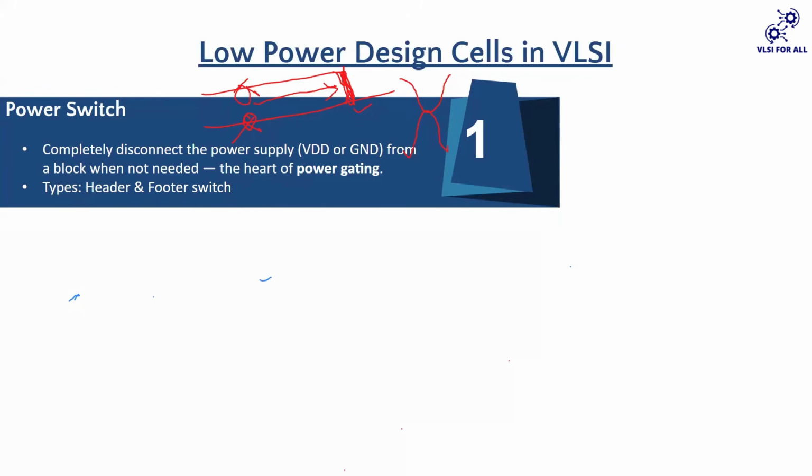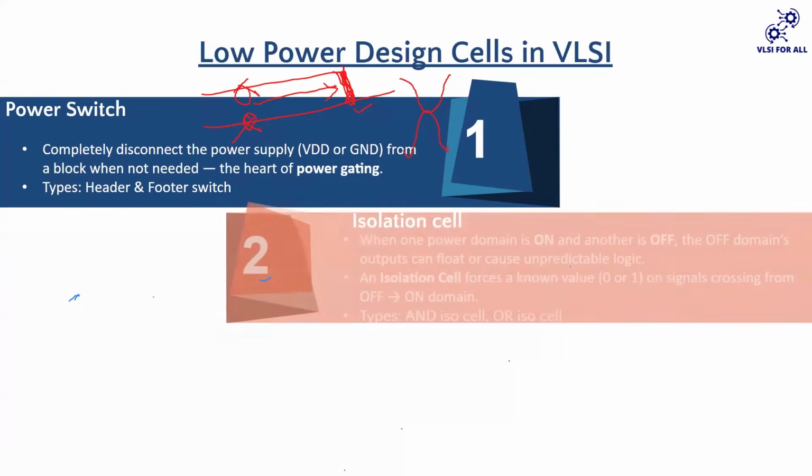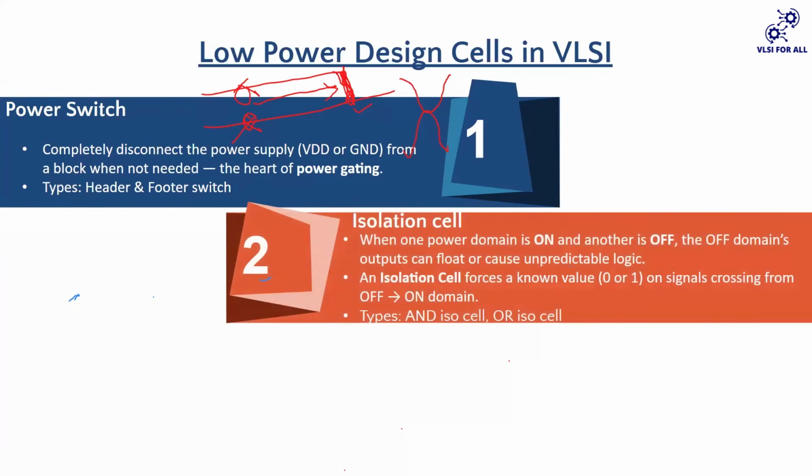So this cell in low power design is called an isolation cell. Okay? You got it? Yes, ma'am. This is a cell which is mostly and very predominantly used when there is a technique, right?